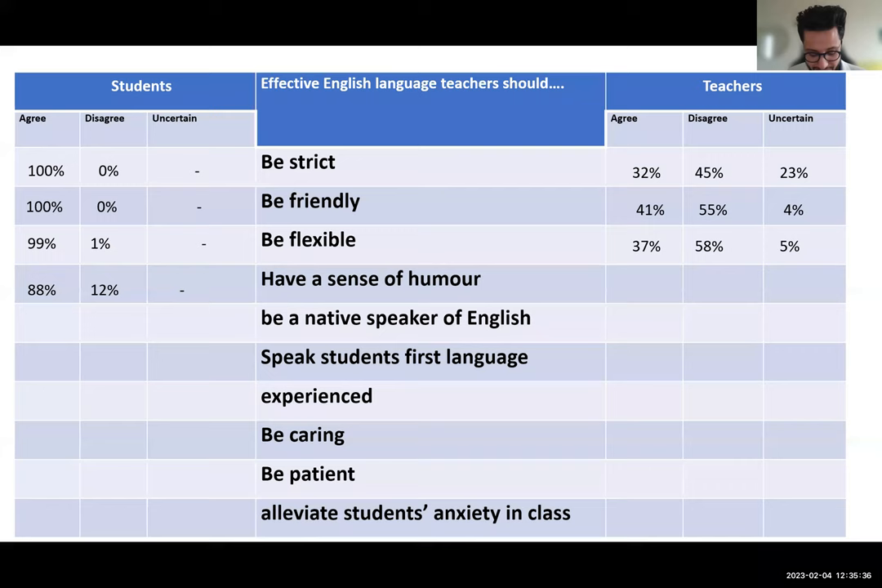Agrees, 57 disagreed, and 11 were uncertain. I can see a trend happening here. The students are usually on one side or the other so far, and the teachers, you see a variety of answers. There's a bit of a divide between what teachers believe.